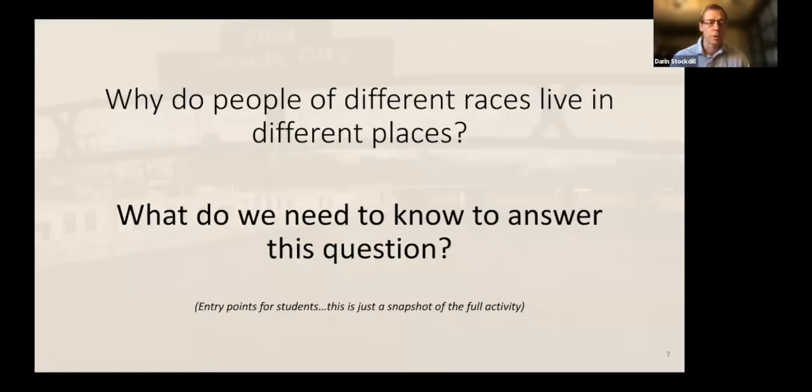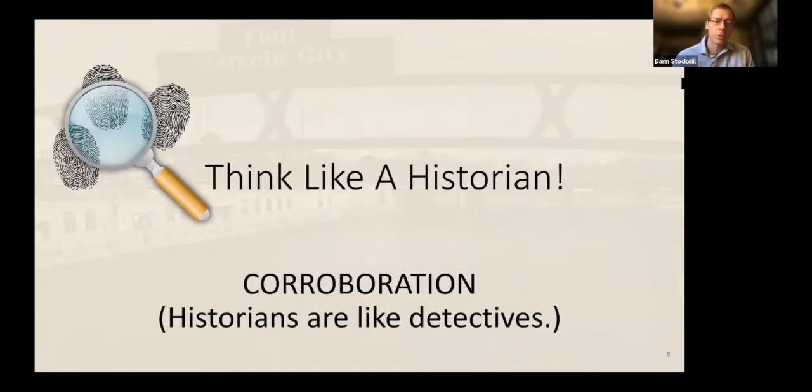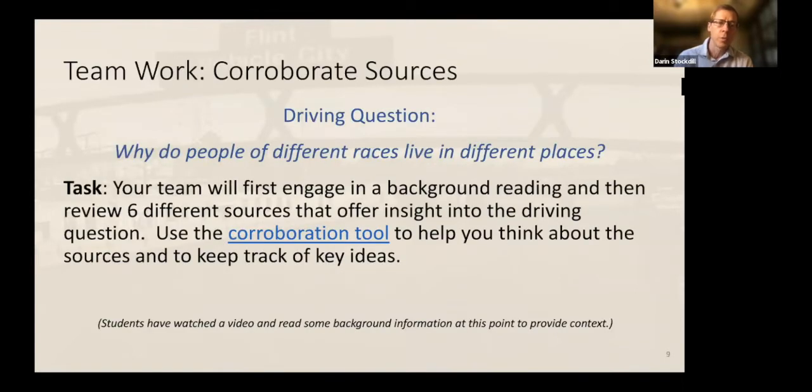So we posed to students, what do we need to know to answer this question? There's a lot more to this instruction than I'm including here, but we taught them about thinking like a historian and gave them some practice in corroborating, where you read across documents. And we introduced this driving question again: why do people of different races live in different places? Students watch a video and get some background information through a reading and a mini lecture to provide historical context. And then they have a corroboration tool.